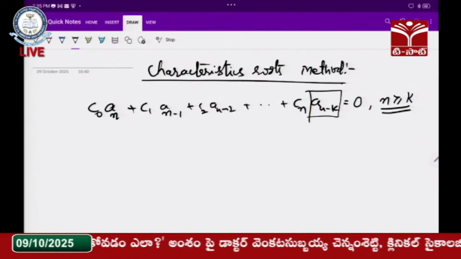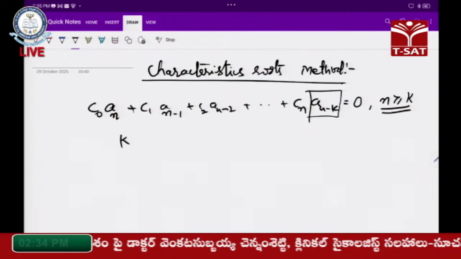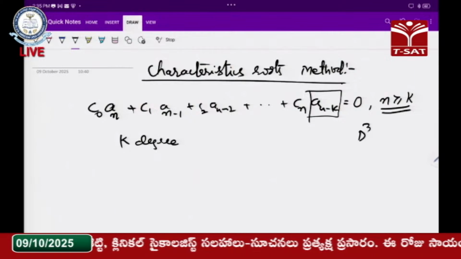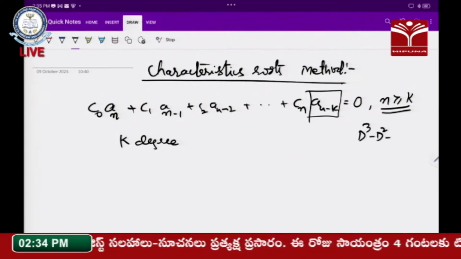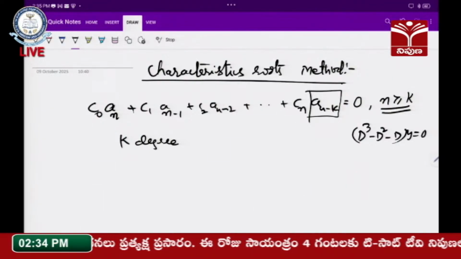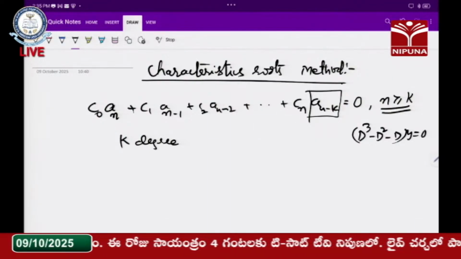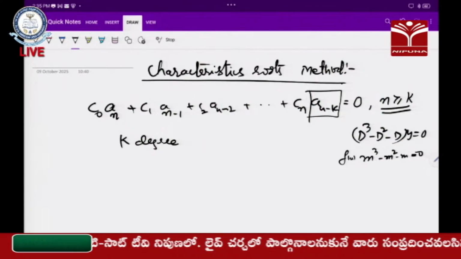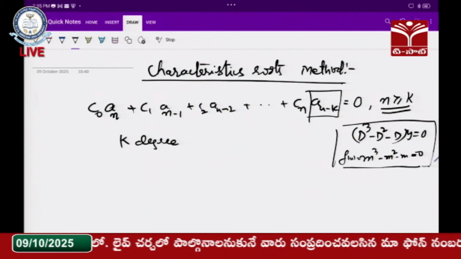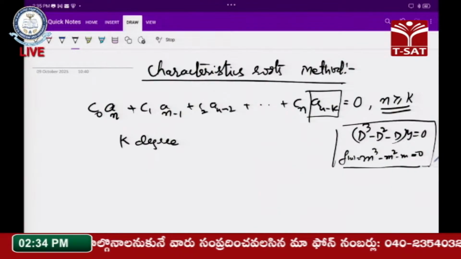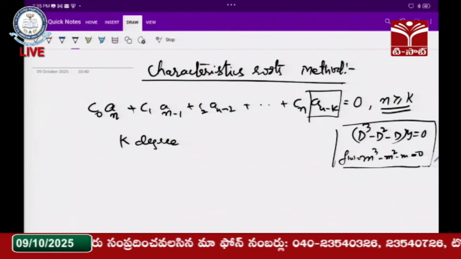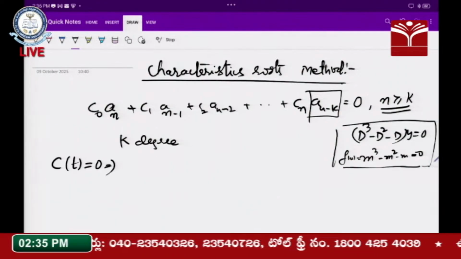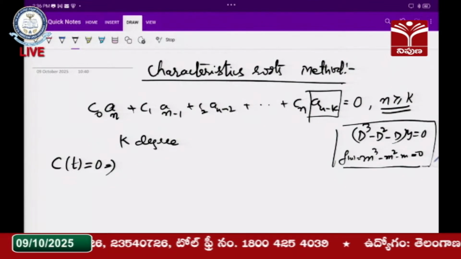Now, to solve this kth degree recurrence relation, like in differential equations, for example, if I write D cube minus D square minus D into y equal to 0, a homogeneous higher order differential equation, what auxiliary equation do we write? m cube minus m square minus m equal to 0. This is f of m equal to 0, right? This is in differential equations. Likewise, to solve this recurrence relation, which is a difference equation of kth degree, there is a characteristic equation represented by C of t equal to 0. One can say C of r also, okay? C of t equal to 0 or C of r equal to 0.